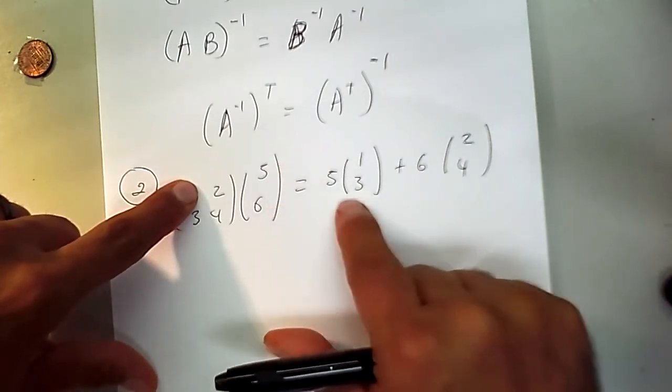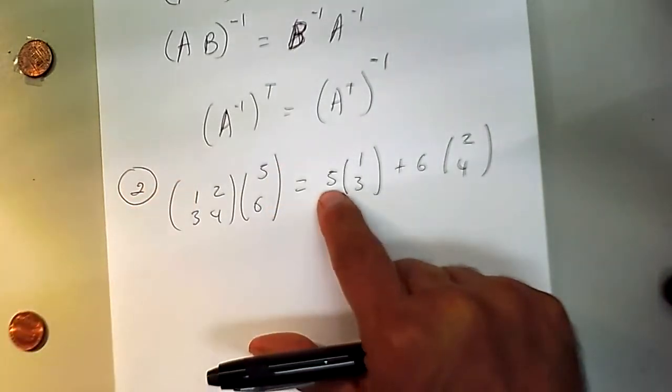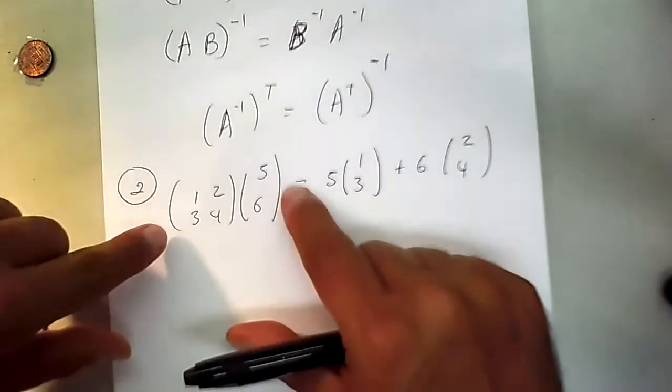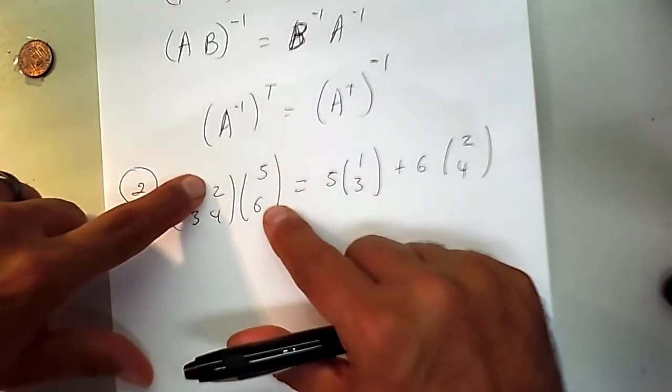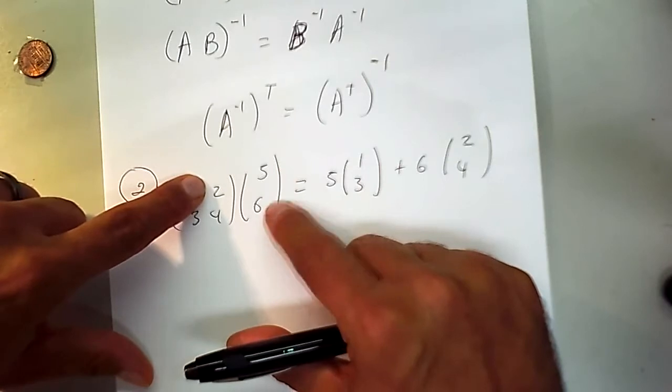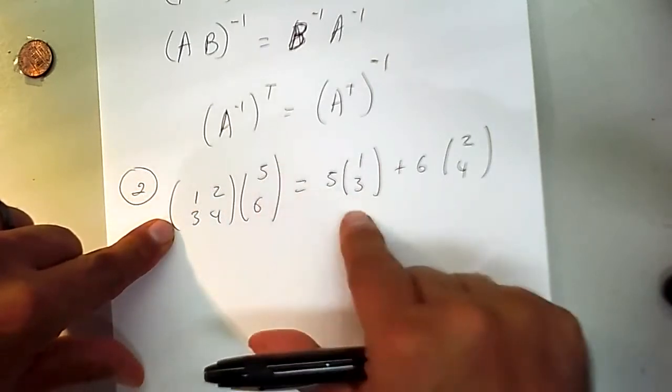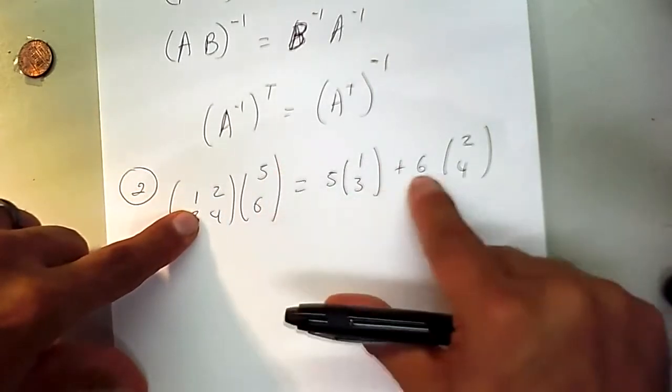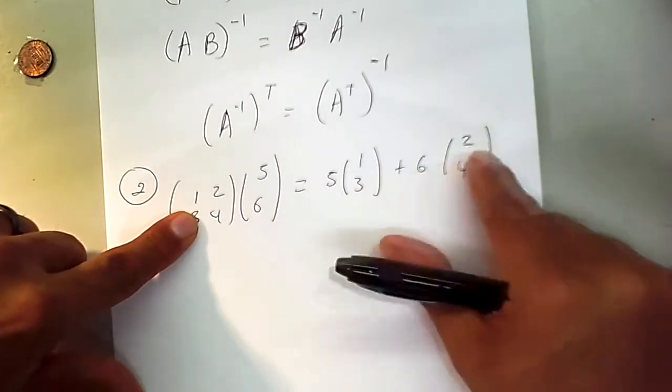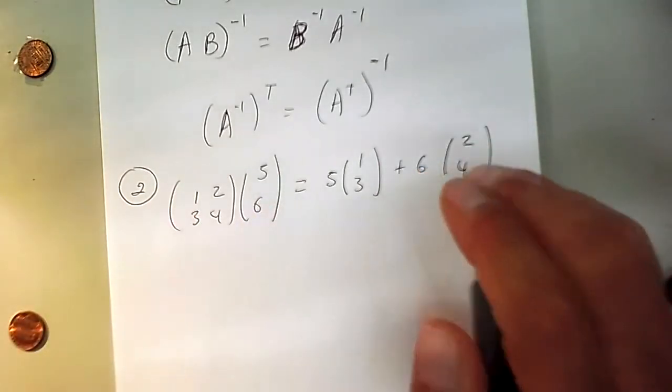Where did I say 15? 5 times 1, 3 gives 5 and 15, and 6 times 2, 4 gives 12 and 24. Oh yeah, there's a 15, and 24. And then there's the 12. So this works correctly.